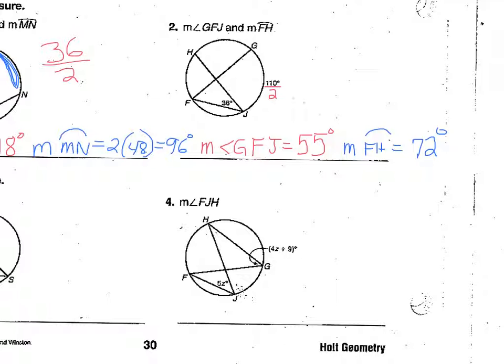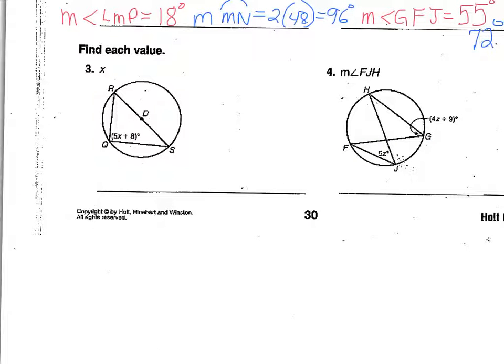Kind of easy, right? Inscribed angle or the intercepted arc? The inscribed angle is half of the intercepted arc. The intercepted arc is twice the inscribed angle. Got it?